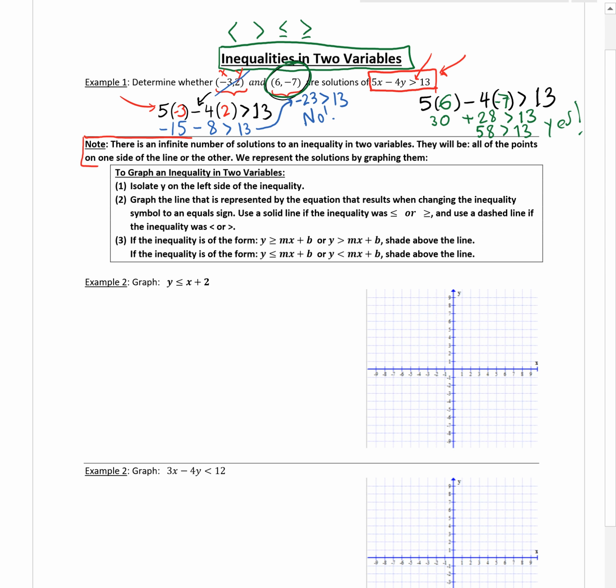So here we have a little note. It says, note, there is an infinite number of solutions to an inequality in two variables. They will be all the points on one side of the line or the other.